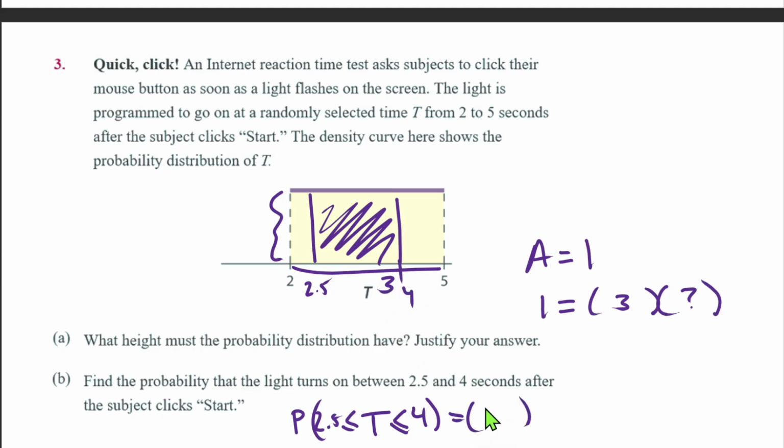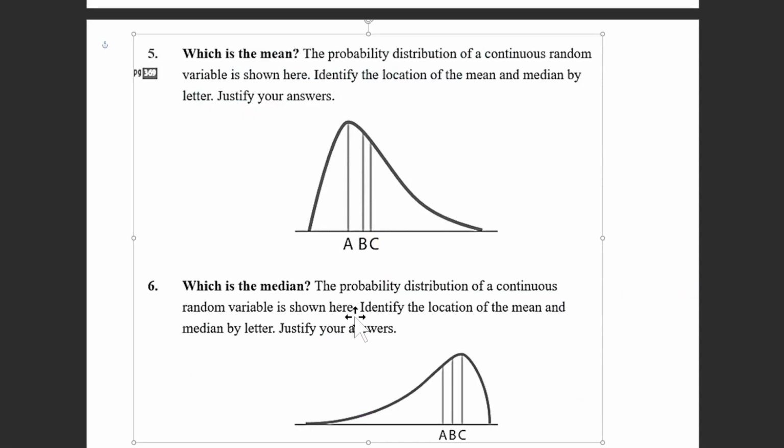Base would be, you can figure out the base between 2.5 and 4, and the height. Hopefully that's easy. These two questions are really important to understand for your learning. Let's do number 5.